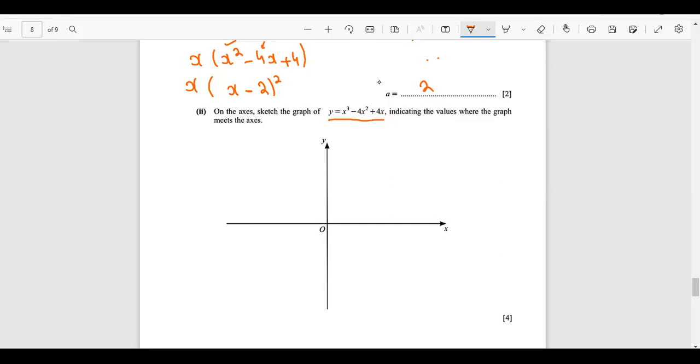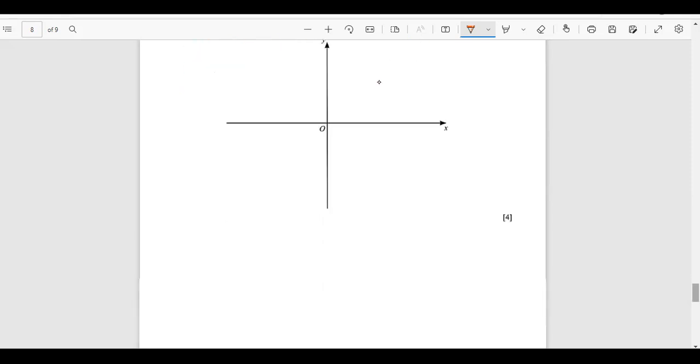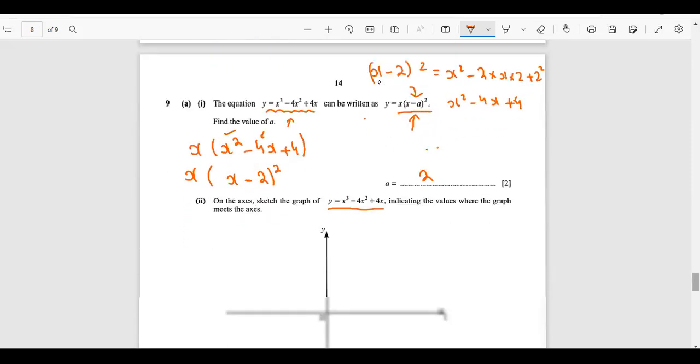Now on the axis, sketch the graph of this, indicating the values where the graph meets the axis. Okay. Now we need to sketch the graph. For this, we should know how to sketch a cubic graph. Okay. So we have two shapes. One shape is for x cubed and the other one is for minus x cubed. So let's discuss this first.